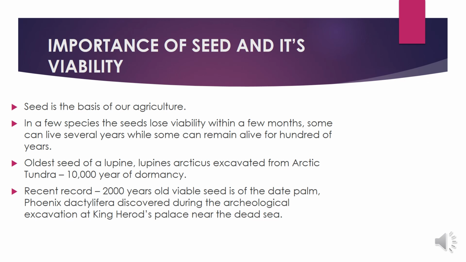Now next is the importance of seed and its viability. As you know students, we can't imagine our agriculture without the seed. So seed is the basis of our agriculture. In a few species the seeds lose viability within a few months. Some can live several years, while some can remain alive for hundreds of years. Here you can see some examples of seed viability.